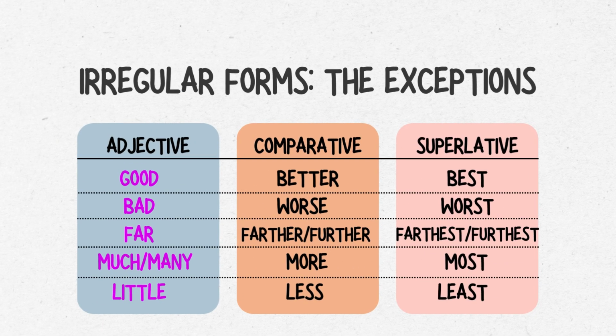Irregular forms, the exceptions. Some adjectives have irregular comparative and superlative forms. Let's review a few common ones. Good, better, best. Bad, worse, worst. Far, farther, further, farthest, furthest. Much, many, more, most. Little, less, least.